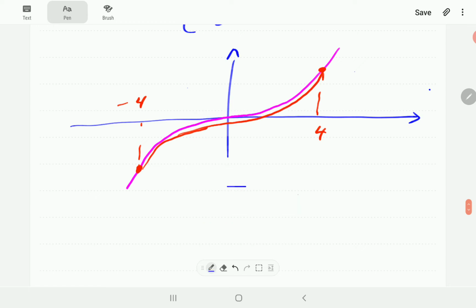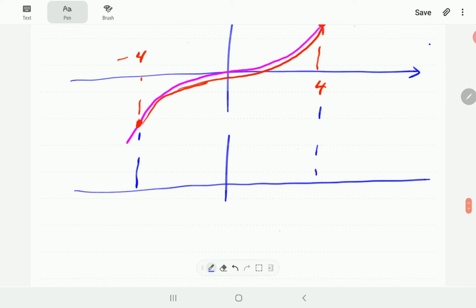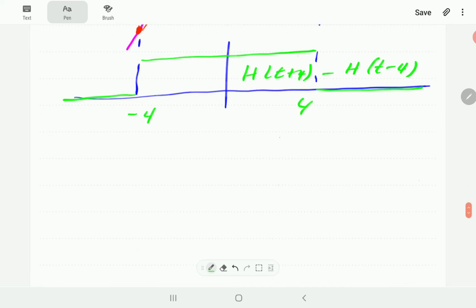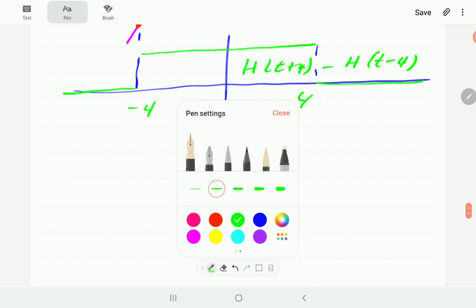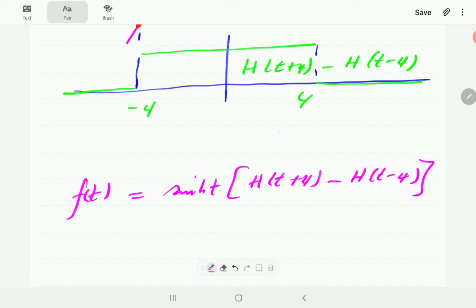So what this means is that we need a Heaviside function box, which is going to extend between minus 4 and 4. So our Heaviside function box is going to look something like this. What this means is that it's going to be h of t plus 4 minus h of t minus 4. So that means our function then becomes the hyperbolic sine of t times h of t plus 4 minus h of t minus 4.